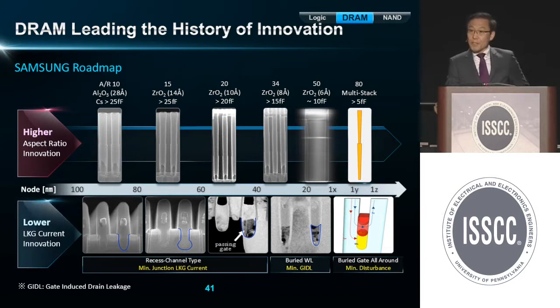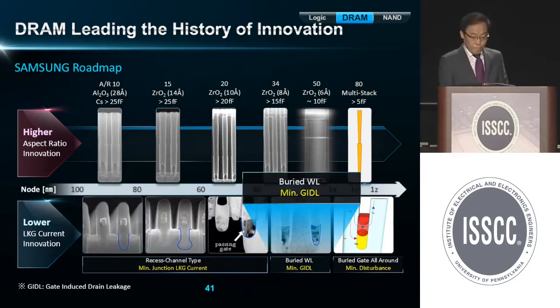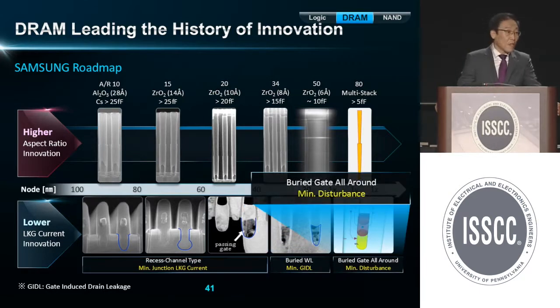On the other hand, cell transistors have evolved towards reducing leakage current. Until 40 nanometer node, junction leakage current had to be overcome with recessed channel cell transistor. In sub 40 nanometer node, gate-induced drain leakage problem due to the overlap region between gate and source drain was resolved by buried wordline scheme. In 10 nanometer node, in order to solve intercell disturbance, you may have to implement gate all-around structure as shown at bottom corner.